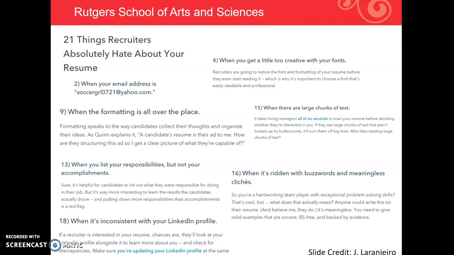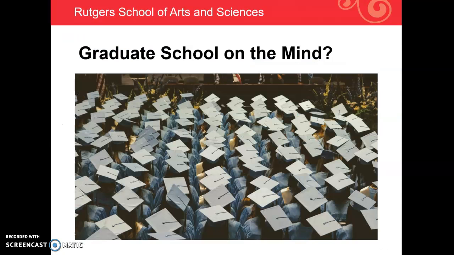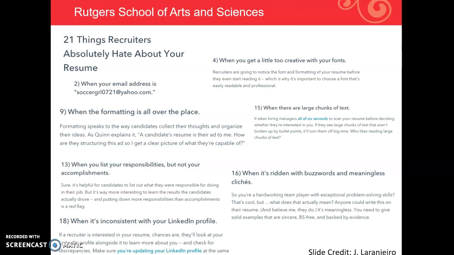Make sure that you don't have giant blocks of text. It's not an academic paper. Don't get too creative with your formatting and your fonts. Don't focus on just responsibilities. Make sure you're listing things that are your accomplishments. Be consistent with LinkedIn. Do not use buzzwords and cliches. I mean, yes, you might use some of them, but make sure that they're there for a purpose. Okay? And there's a lot more of this. So if you do a search on 21 things recruiters hate about your resume, you're going to see them.